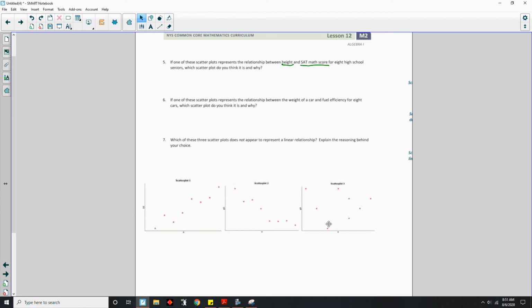There is no relationship between the two, so the solution would be scatter plot 3. Weight or score could be assigned to either axis. There is no relationship. Number 6.